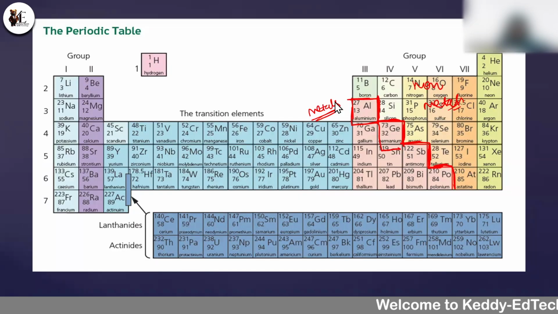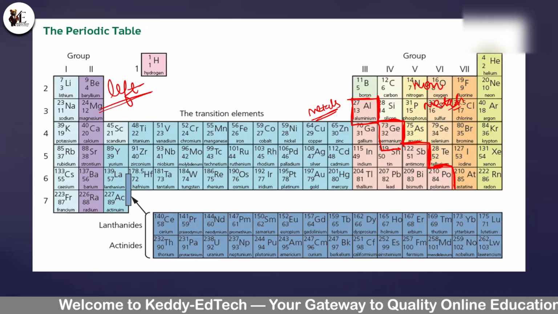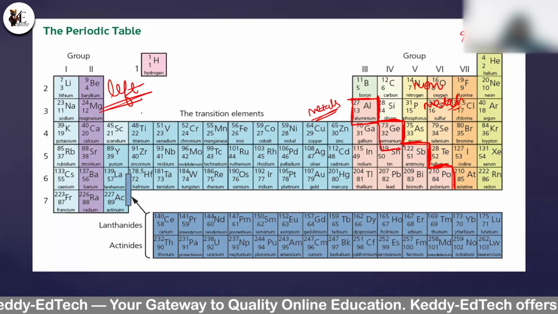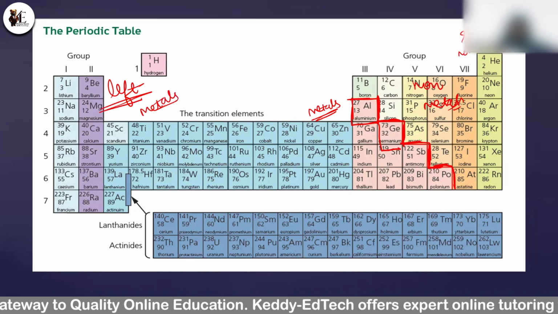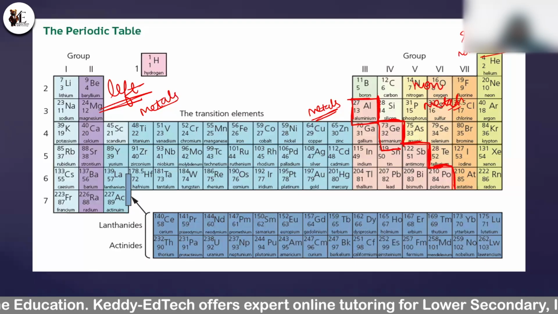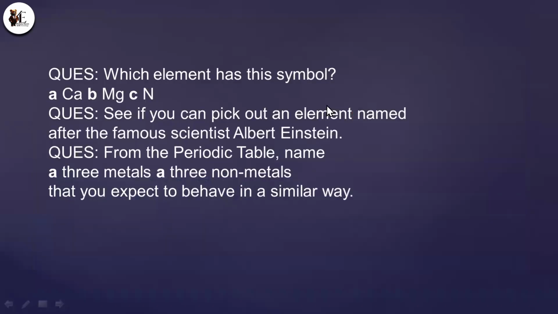So you have to remember that the left-hand side of the periodic table means this side, and the right-hand side means this side. In the left-hand side you have metals, and in the right-hand side you have non-metals. Only this thing you have to remember for today, right?